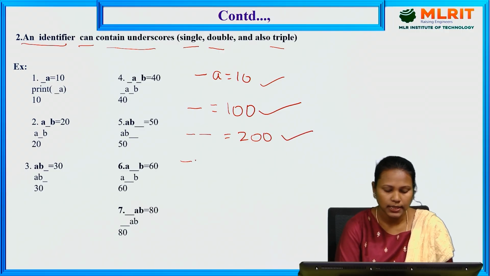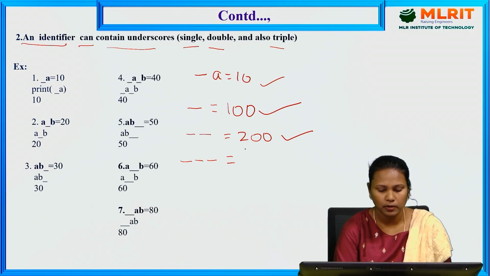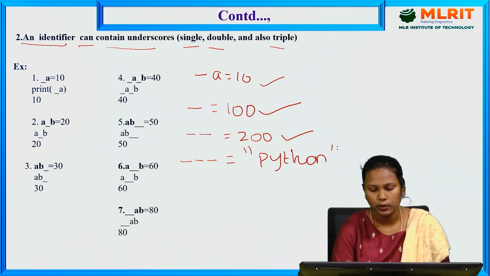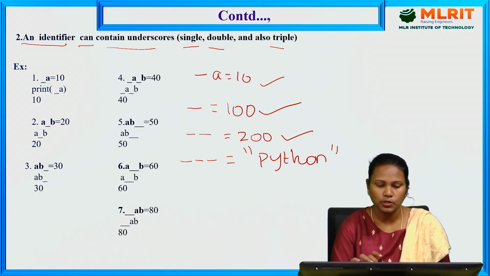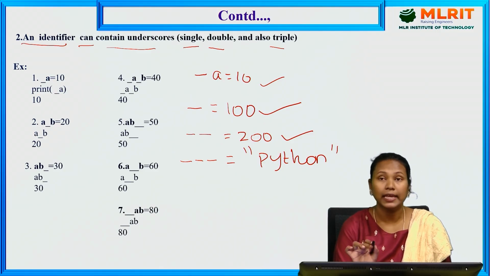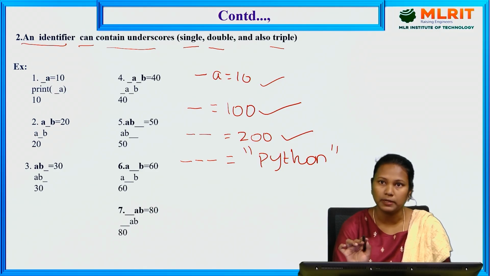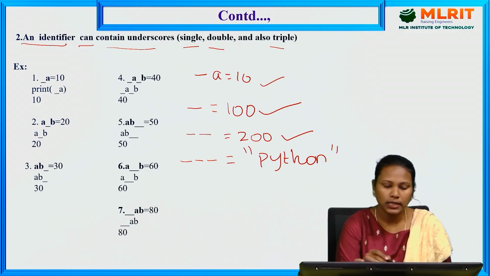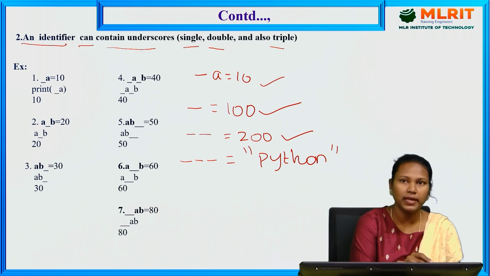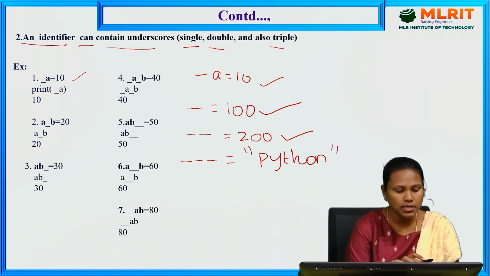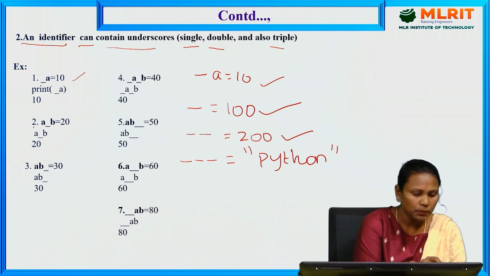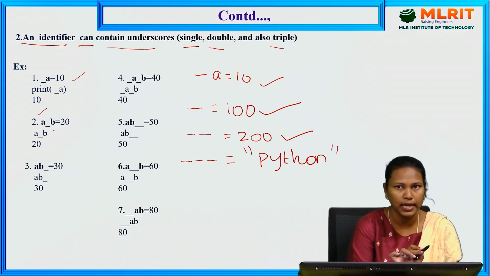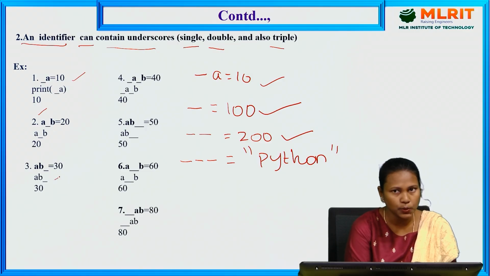The next one, three underscores, is also a valid one. So here an identifier can start with a single underscore, double underscore, and triple underscore also. So these are the valid ones. Some more examples: underscore A is equal to 10. A underscore B means it starts with alphabet letters, and we are giving the gap with the help of underscore. AB underscore equal to 30.